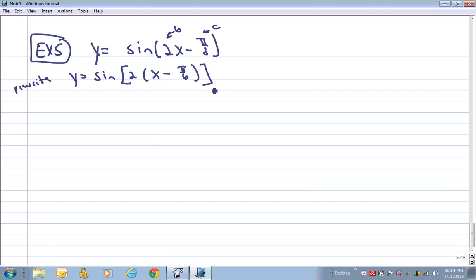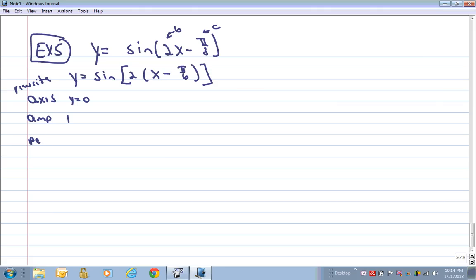And those are the changes. So in this case, we have our axis. Well, our axis hasn't changed, no vertical shifts, so our axis is still at y equals 0. Our amplitude, there is no vertical stretch or compression, so it's still 1. Now, both the phase shift and the period have changed.